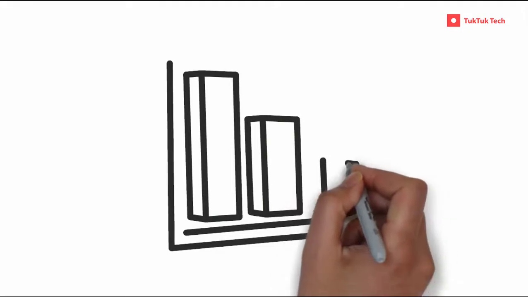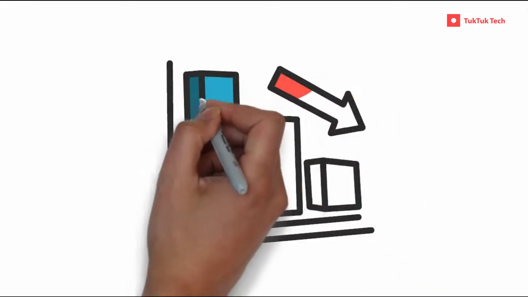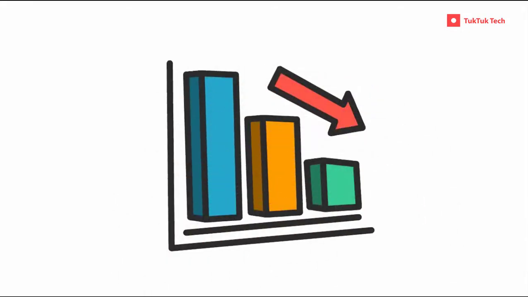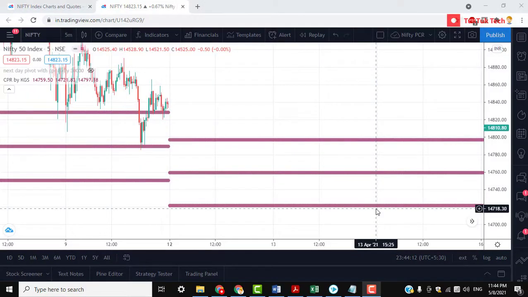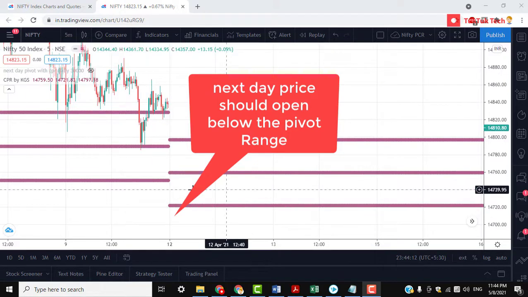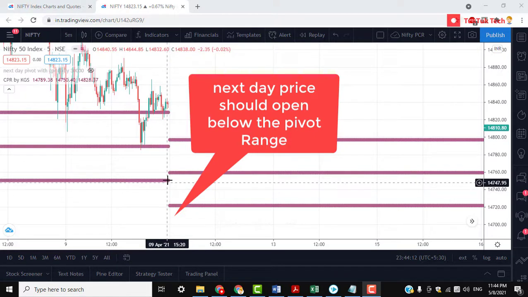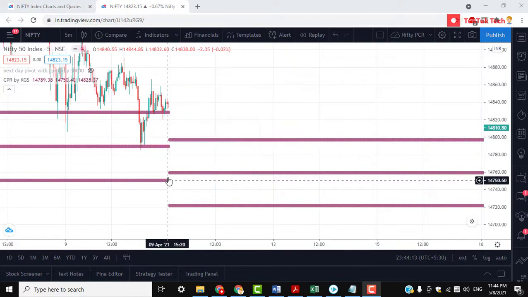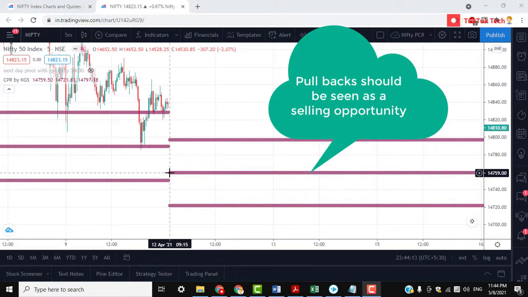This relationship indicates a moderately bearish outlook for the forthcoming session. If price opens within or below the pivot range, price should continue to auction lower. Any pullback to the range should be seen as a selling opportunity.